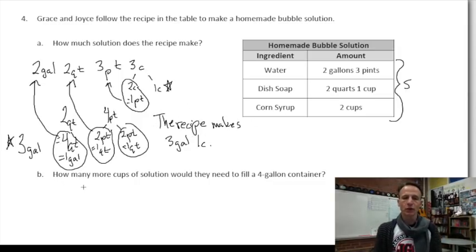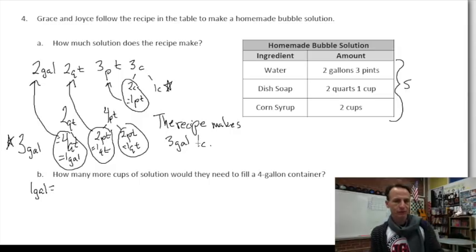All right, how many more cups of solution do they need to fill a 4-gallon container? Well, we can go about this a couple of ways. We have 1 cup. How many more cups do we need to get to that next gallon, the 4th gallon? So we want to know 1 gallon is how many cups.